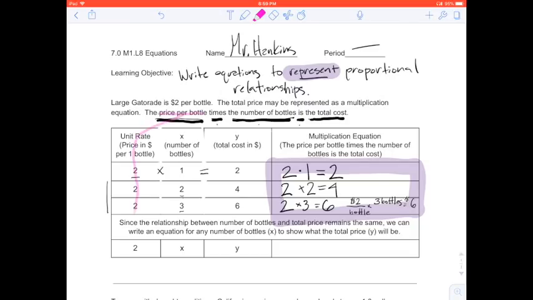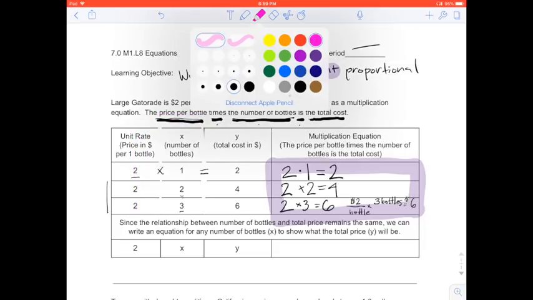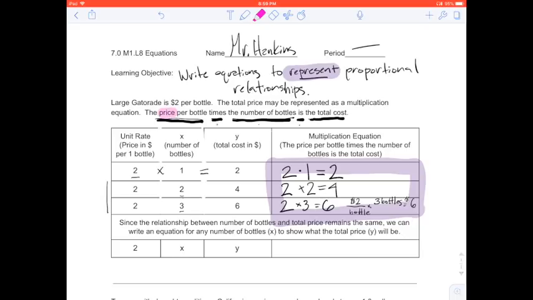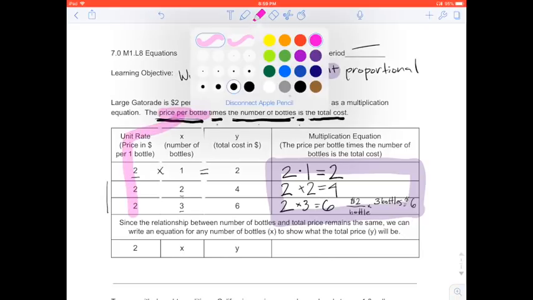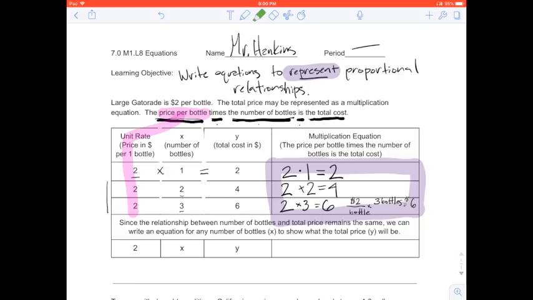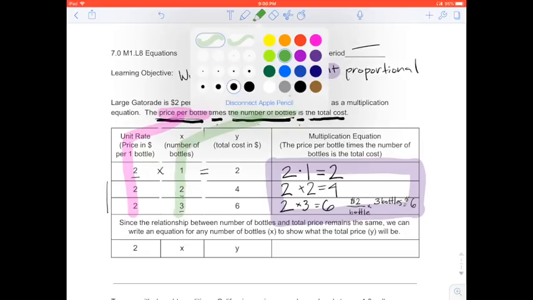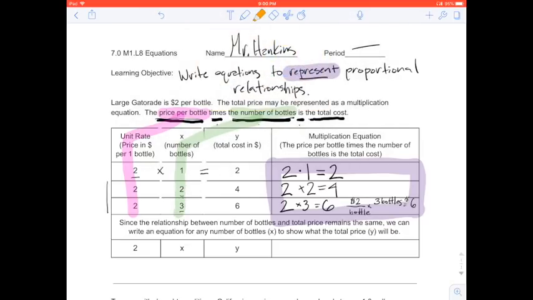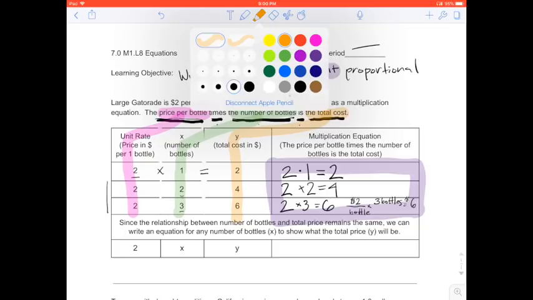is this whole row. Let me make that a little thicker to make it a little more fun. Price per bottle. And then I've got the number of bottles. And then I've got the total cost. Okay, and two more little ones to do.